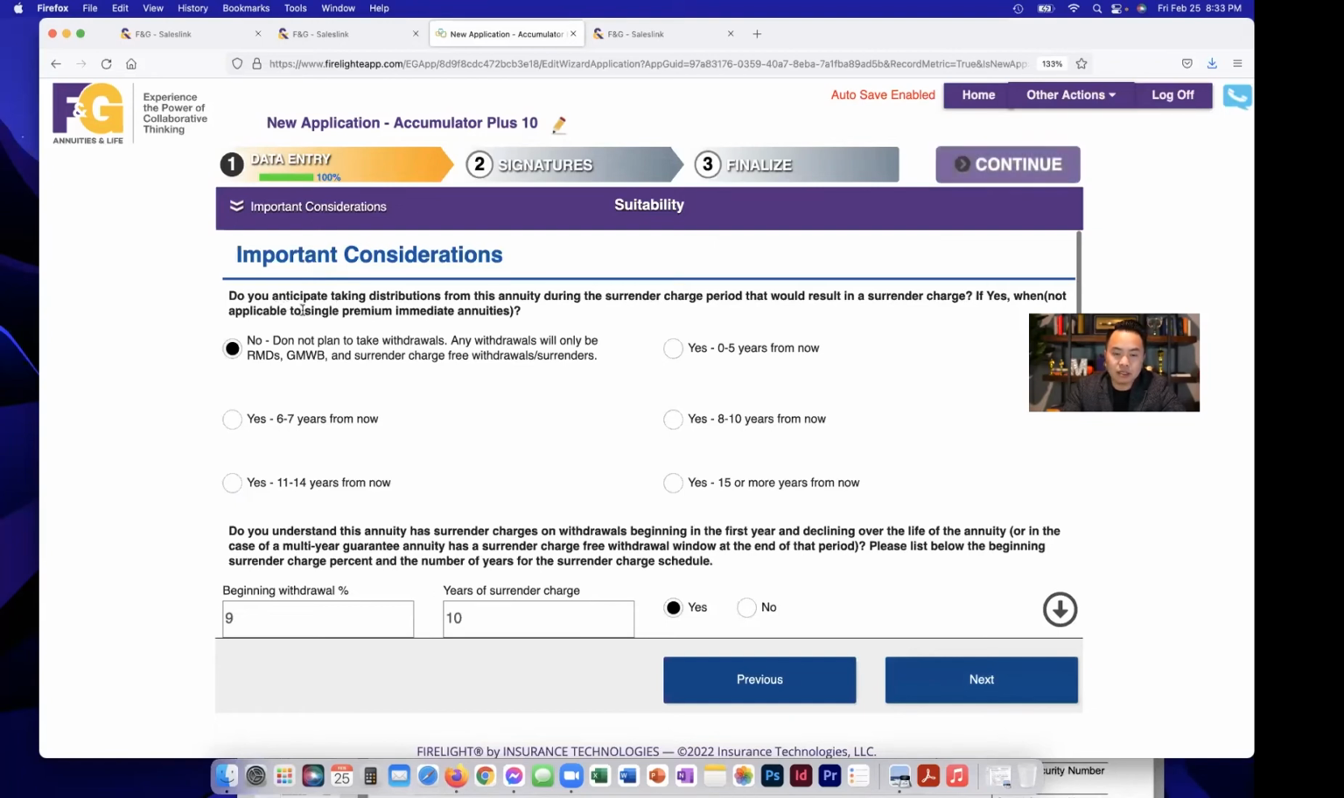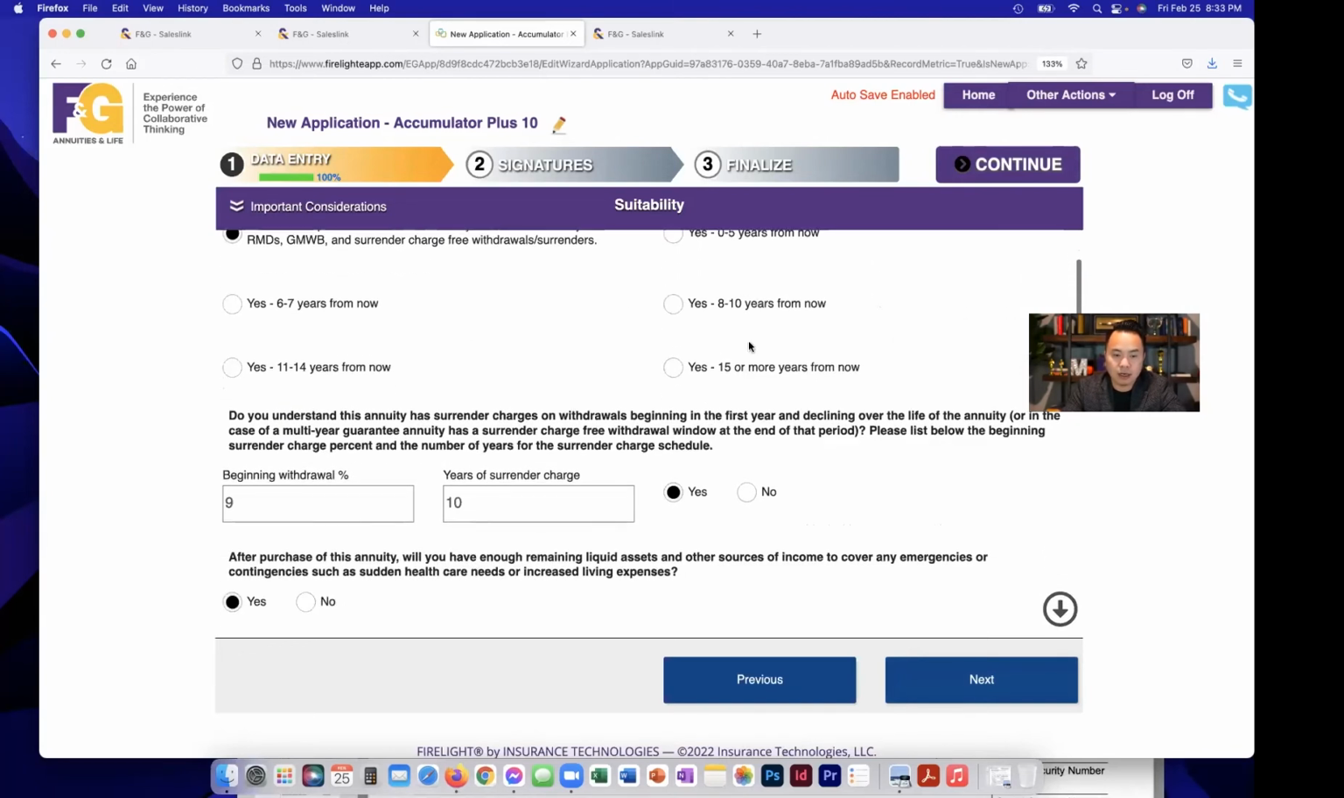Do you anticipate taking the distribution from this annuity during the surrender charge period? No. Okay. If you do, then it's going to be an issue. All right. Do you understand that this annuity has surrender charge on withdrawals beginning the first year and declining over the life of the annuity, like 9 here? Okay. Yes, I understand that.